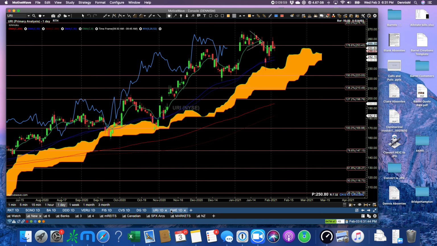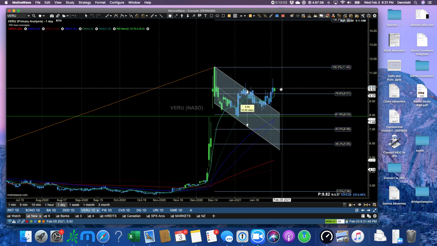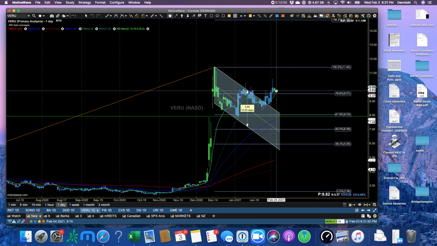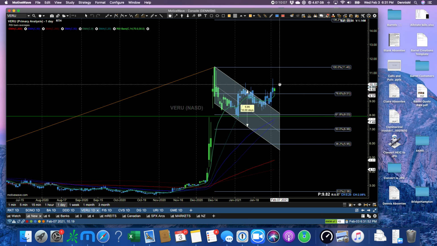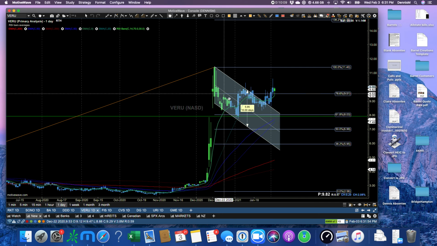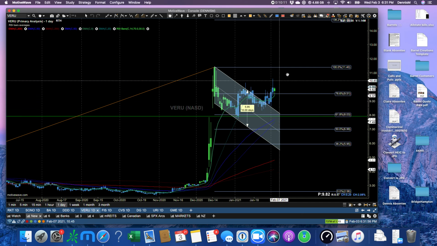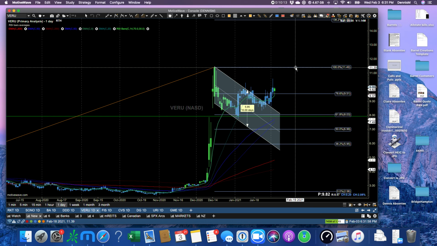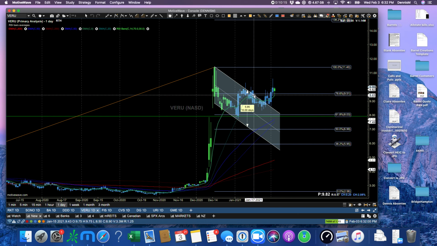URI, not much. I'm not even going to look at GameStop. VERU. Yesterday's pop was not met with a continuing move up. I'm losing interest in this because this was supposed to be a Momo stock that was just going to break up quickly to 11.40. Not happening.